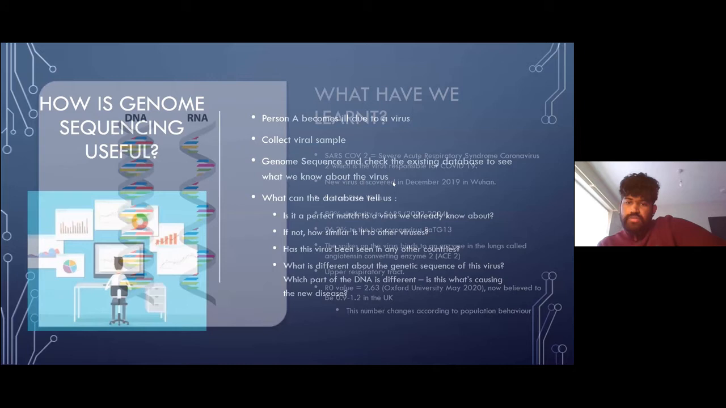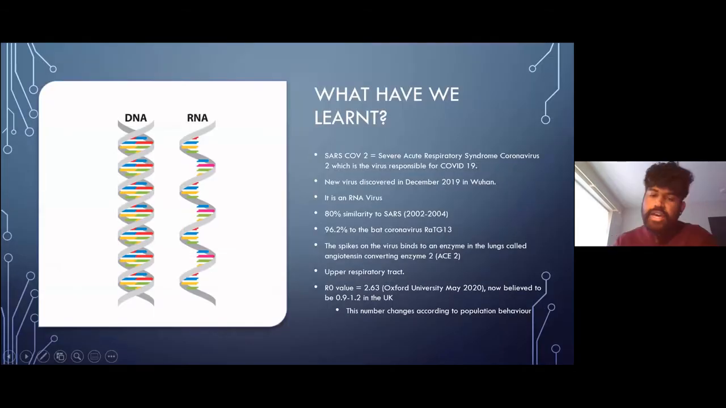An RNA virus is single-stranded. SARS led to a global outbreak between 2002 and 2004, and the COVID-19 virus has a 96.2% similarity to the bat coronavirus, which some people may think could be where the disease came from, but researchers believe that this may have mutated and had another intermediate host and then been passed on to humans afterwards. So it didn't directly come from bats.